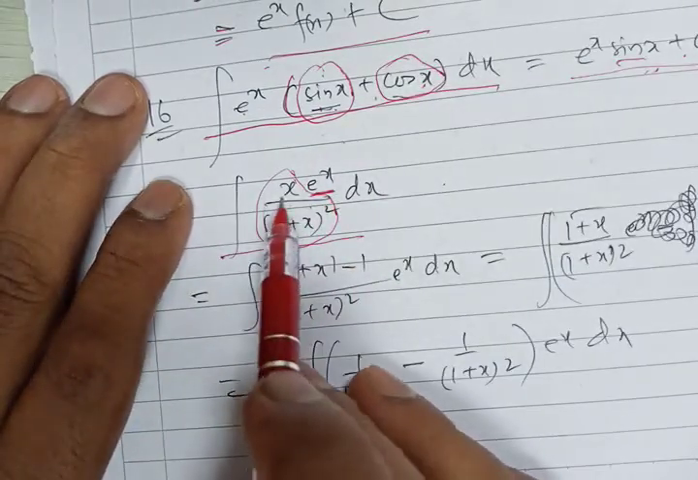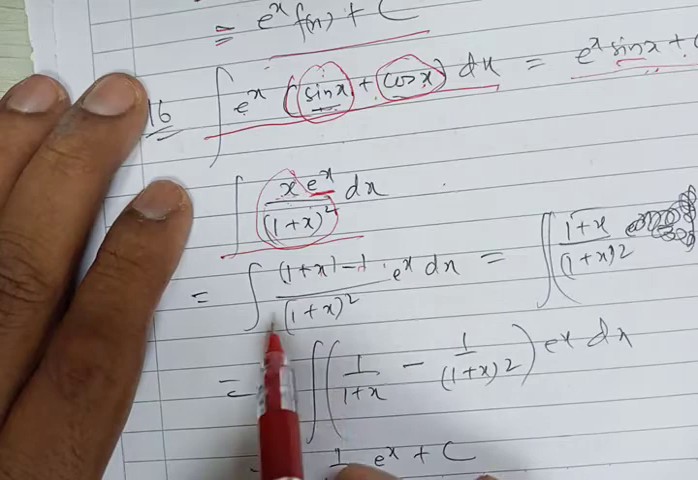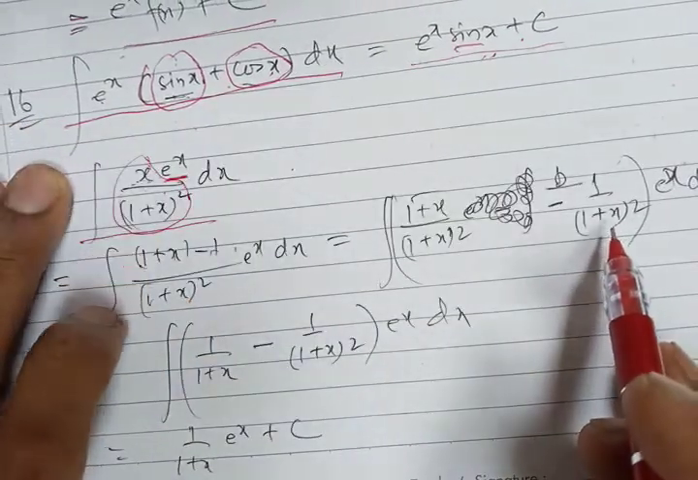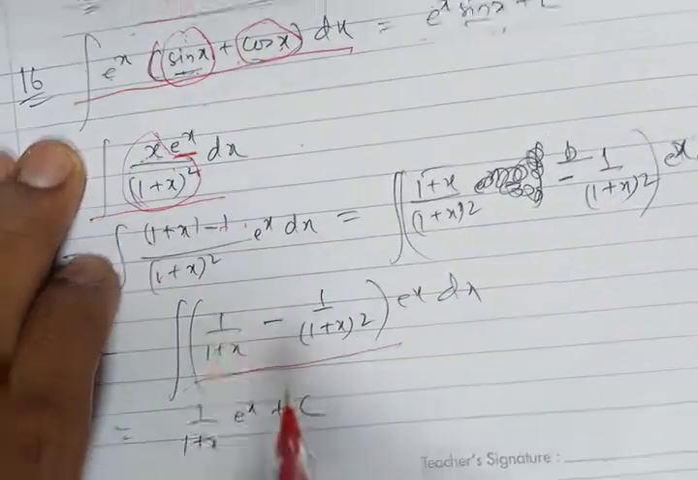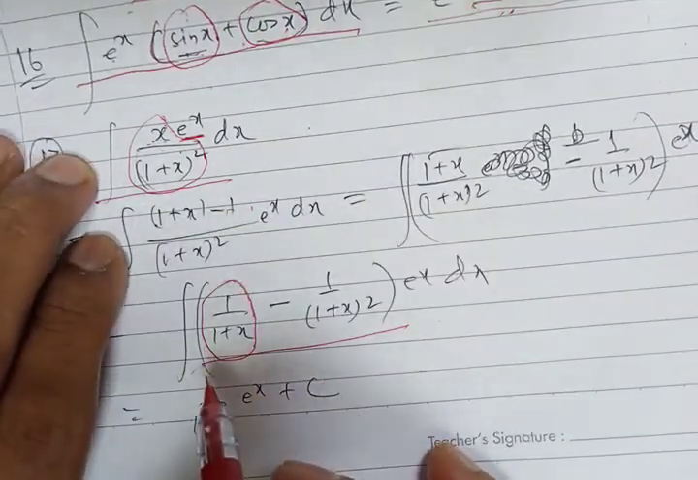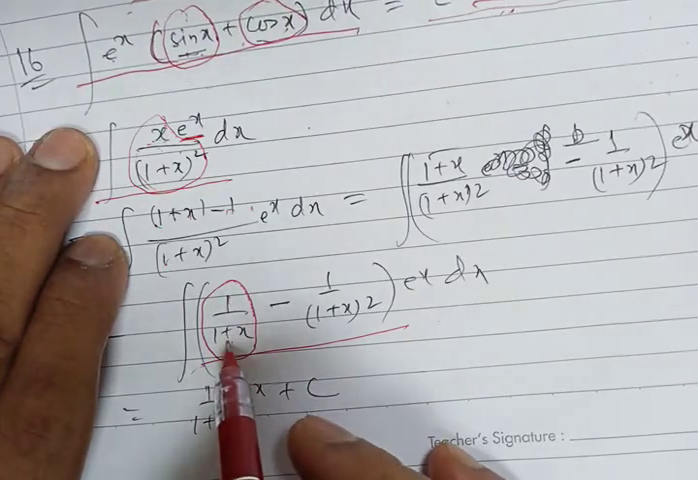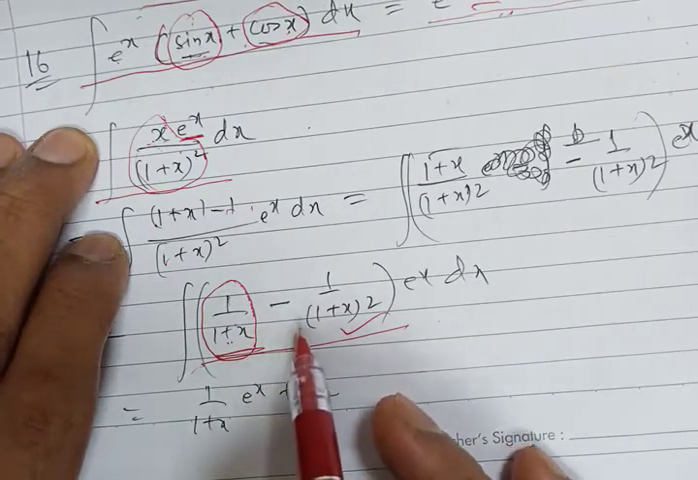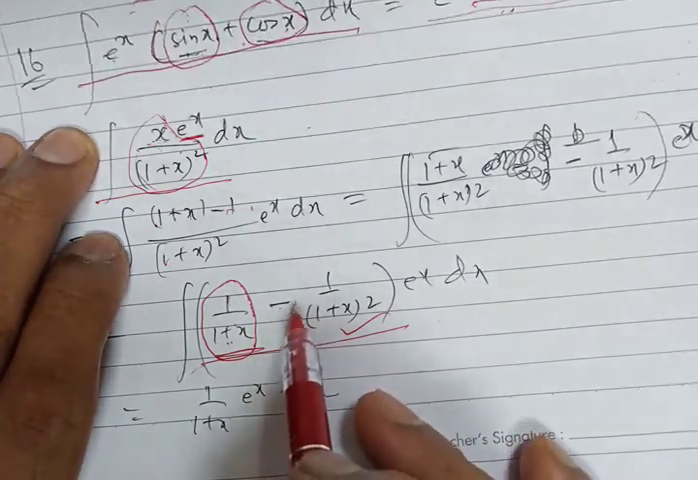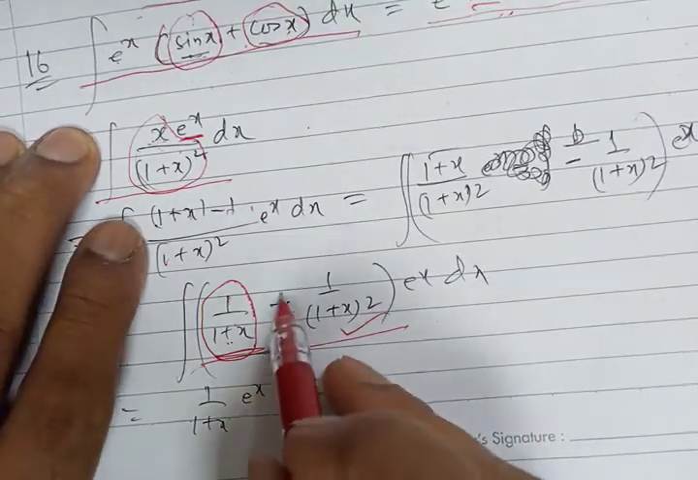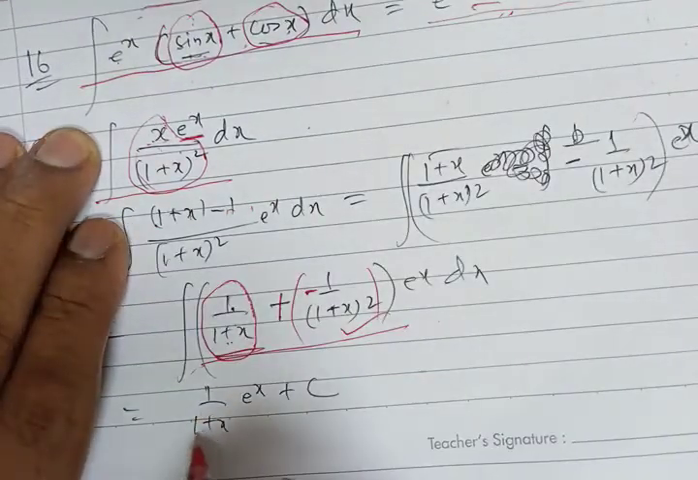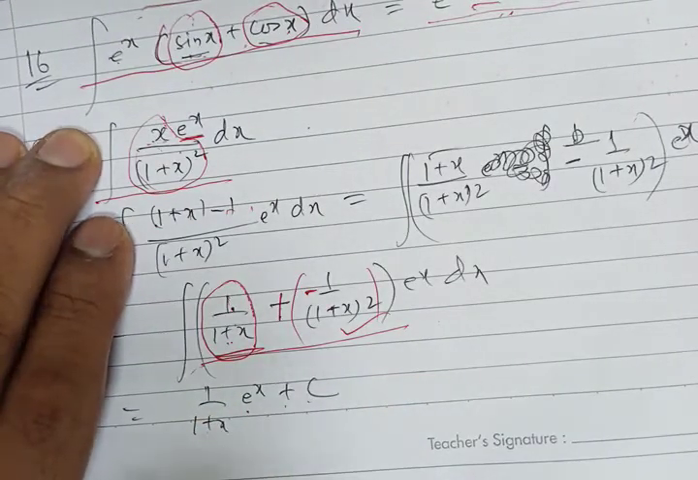So what I have done, in place of x I have written 1 plus x minus 1. Then divide separately. If we divide separately, we get this one. Now you can see, if I take this as f(x), what will be the differentiation of this? Negative of this whole square. So this is in the form of f(x) minus f'(x), which means you can write this plus and this minus here. So f(x) plus f'(x), and the answer will be 1 by x e to the power x plus c. If this question comes, it is a 2 marks question.